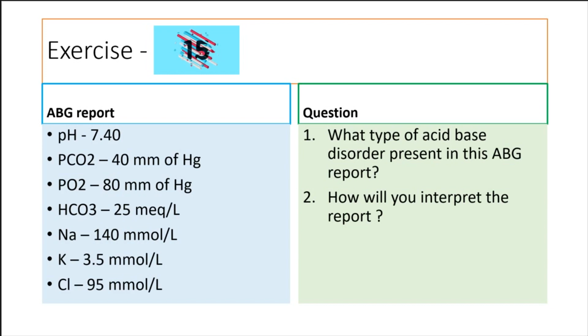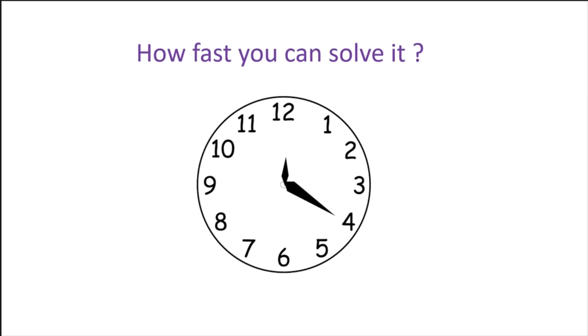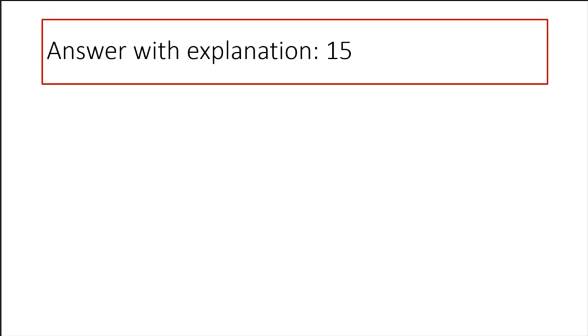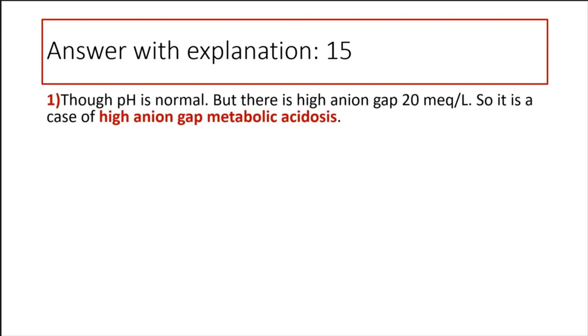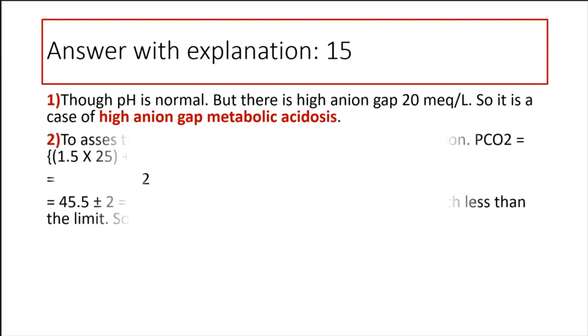2. How will you interpret the report? 3. What may be the underlying cause? How fast can you solve it? Answer with explanation. 15. 1. Though pH is normal, there is a high anion gap of 20 milliequivalent per liter. So it is a case of high anion gap metabolic acidosis.